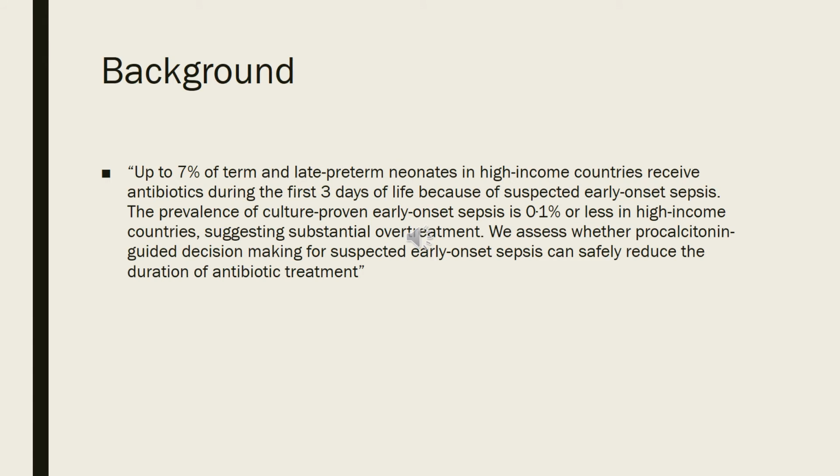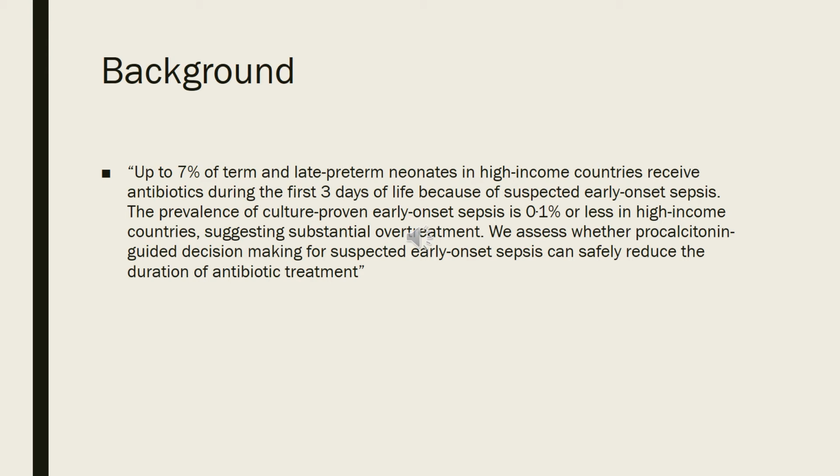Okay, so they were saying up to 7% of even term and late preterm neonates in high-income countries receive antibiotics during the first 3 days of life because of suspected early onset sepsis. The prevalence of culture-proven early onset sepsis is 0.1% or less in high-income countries. So that suggests substantial overtreatment.